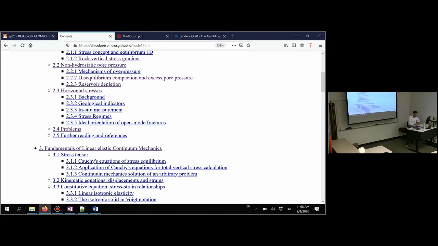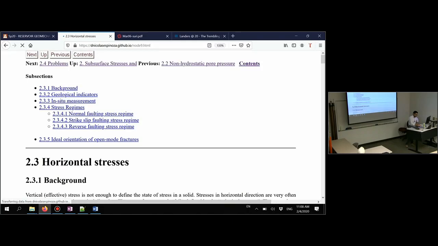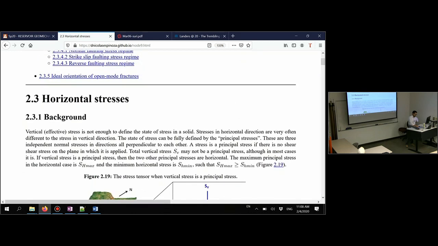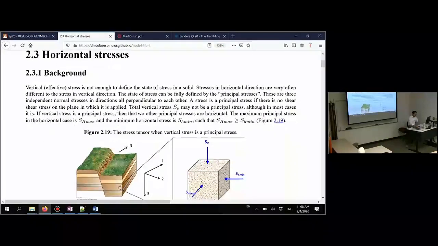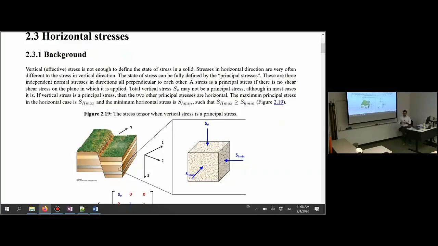We'll go now to the last subsection in this chapter, which is horizontal stress. All right, so we have talked about vertical stress, we talked about pore pressure, but there is something else that we need to calculate, and which is super important in geomechanics, and that's horizontal stress.